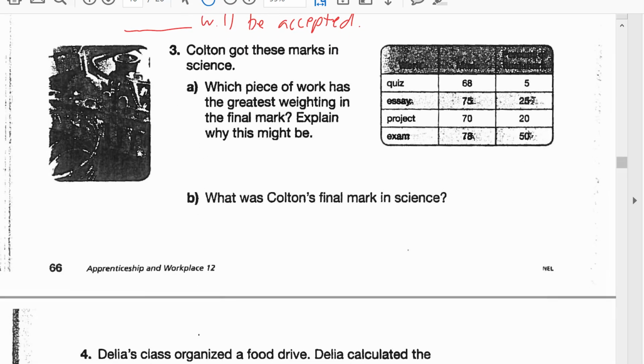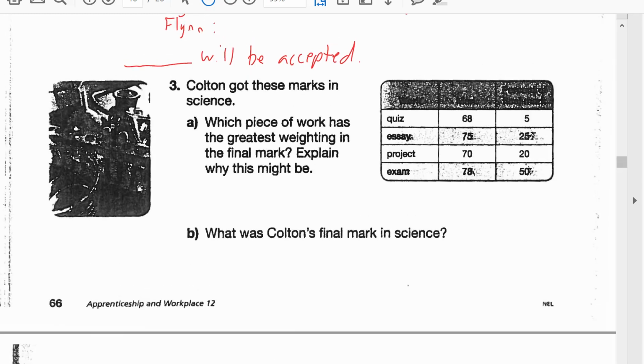Okay, looking at number 3, Colton got these marks in science. Which piece of work has the greatest weight in the final mark? Explain why. Okay, so I'll write down, this says work, this says mark, and that says percent of final mark.